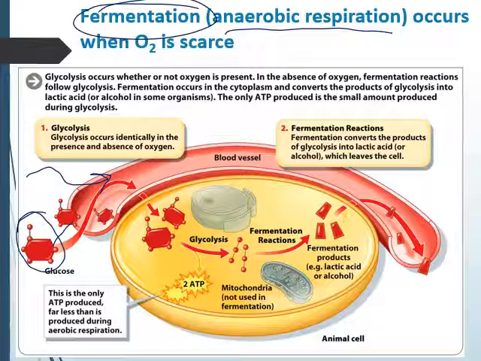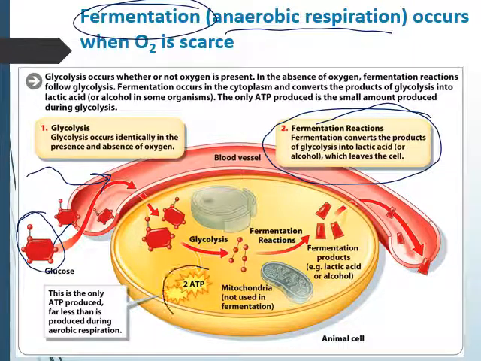But now, if it doesn't have oxygen, it's going through something called fermentation. Fermentation basically is converting the products of glycolysis into lactic acid or alcohol, which then leaves the cell. If you remember, in glycolysis and aerobic respiration, we produce pyruvate and ATP. We're still doing that. We're still producing 2 ATP, okay? But it's the only ATP that is produced in fermentation, so we're not producing very much.